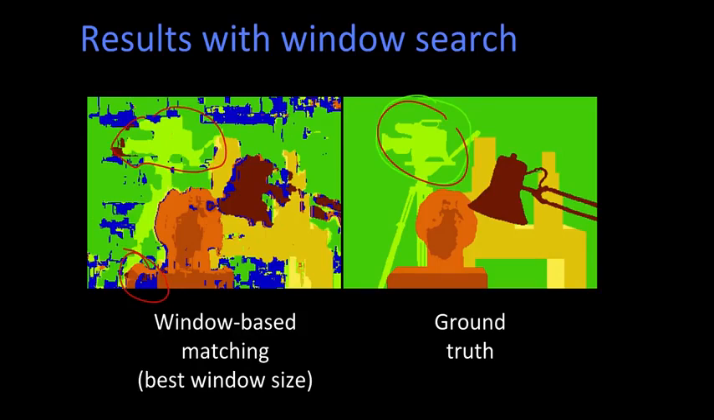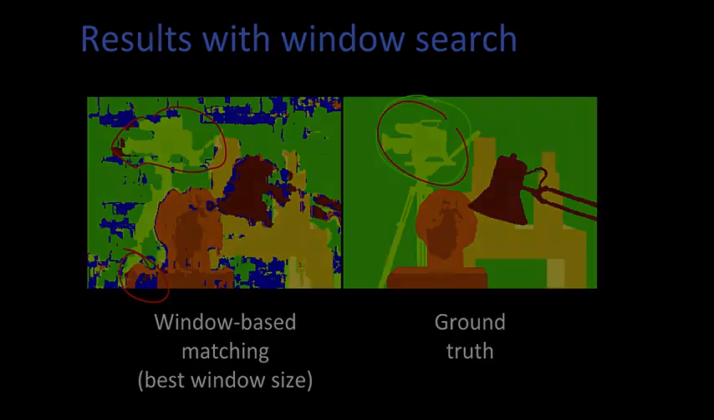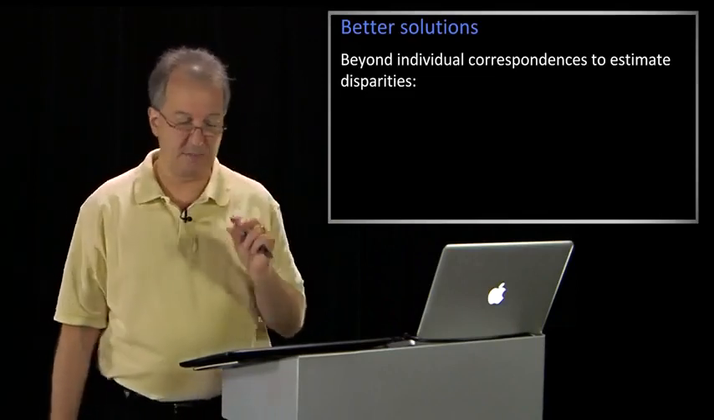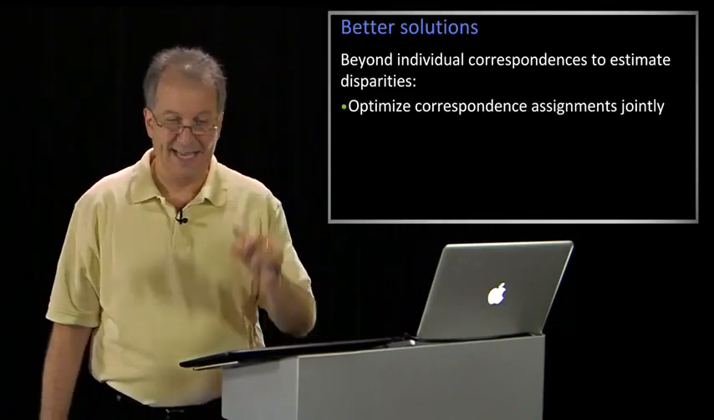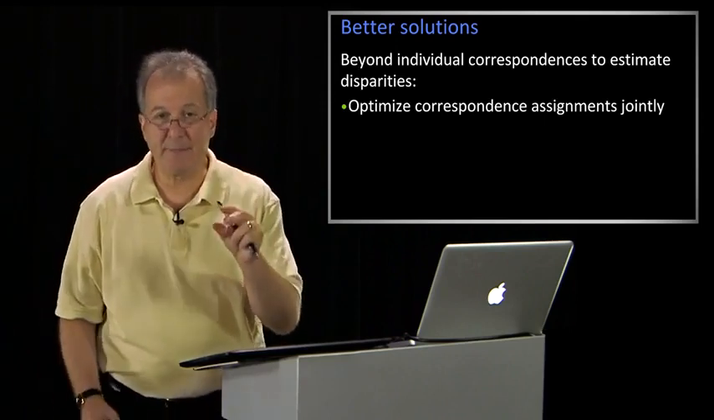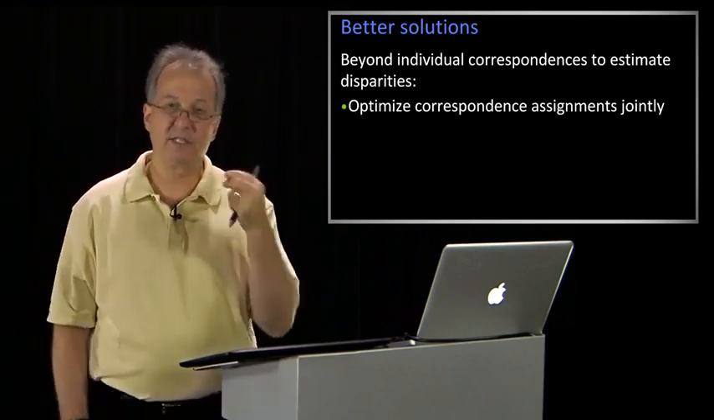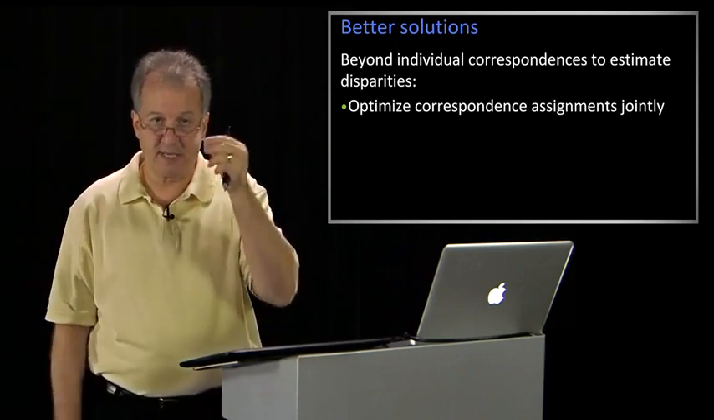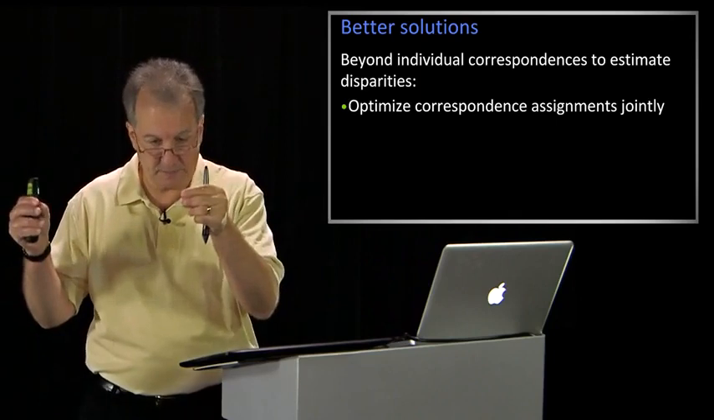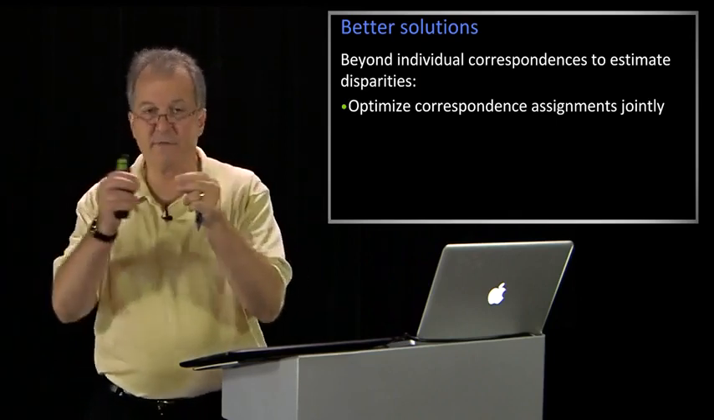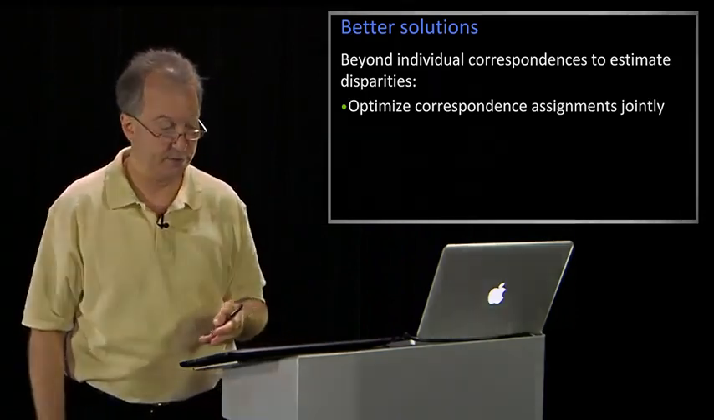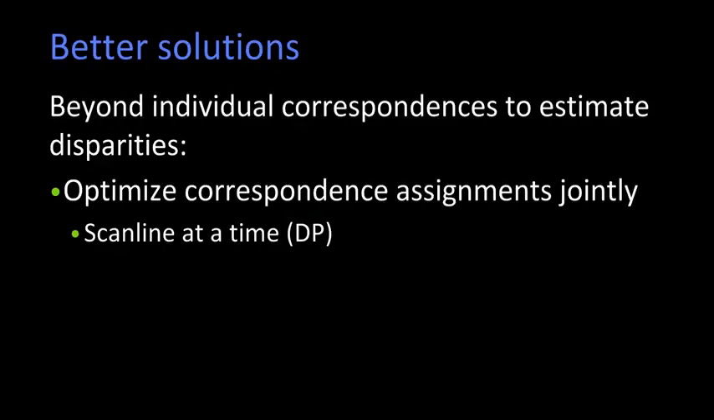What we'd like to do is see if we can get a lot closer to that ground truth solution. So better solutions do something more than just individual correspondence estimates. Essentially, they want to optimize the set of disparity assignments jointly. Meaning that I don't just assign this pixel to somewhere and then this pixel independently. I want to think of all of the assignments together and come up with an optimal solution. And this can be done in at least two different ways.